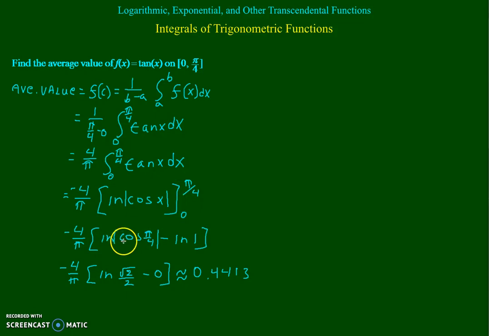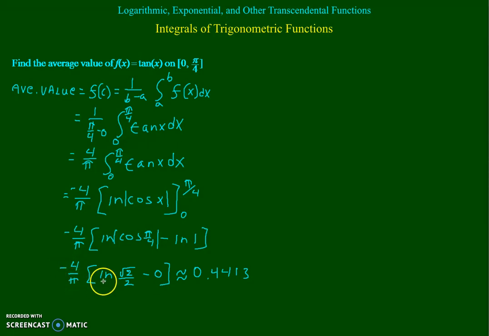And that gives us the natural log of cosine of pi over 4 minus the natural log of cosine of 0. We know cosine of 0 is 1, so this is going to drop out to 0, and there we have it here. And cosine of pi over 4, just like in the last example, was square root of 2 over 2. So here we have the natural log of square root of 2 over 2 minus 0. And that's all times negative 4 over pi.